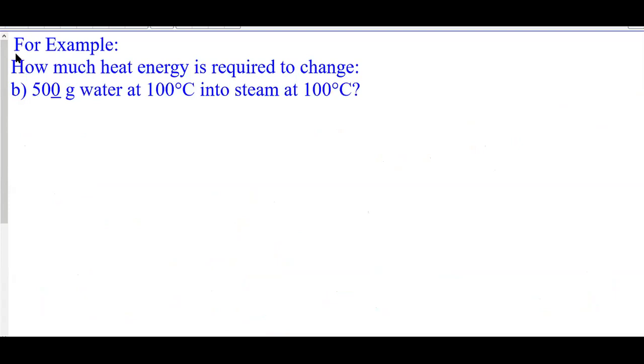So if you were given a similar question, still going to use water, we're going to take 500 grams of water at 100 degrees Celsius and convert it to steam at 100 degrees Celsius. So again, there's no temperature change. This is strictly a phase change.